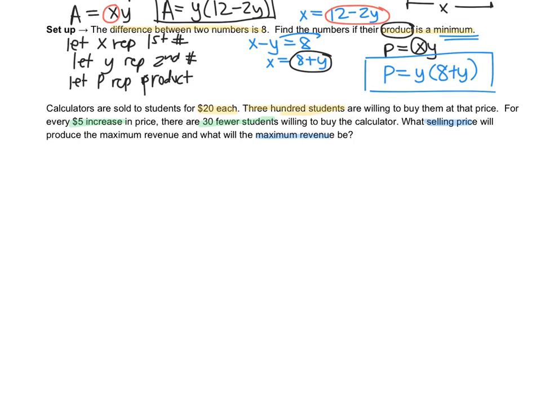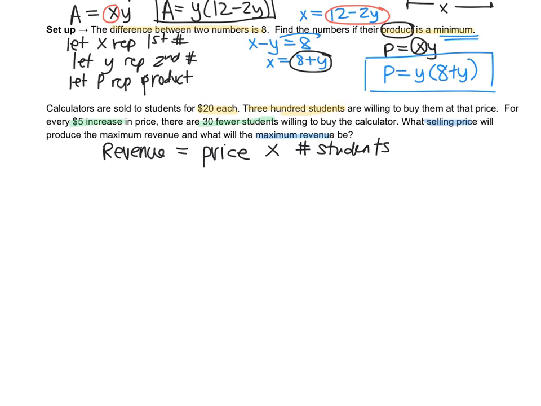Now, for these types of scenarios with revenue, your price and the number of students that are willing to buy this calculator depends on how many times you want to increase the price. So before we get into the let statements, the revenue means how much money is coming in. So it's going to depend on the price times the number of students or the number of sales. And it will always be that price times number of sales. So the price depends on how many times I'm going to increase it, and the number of students depends on how many times I'm going to increase the price.